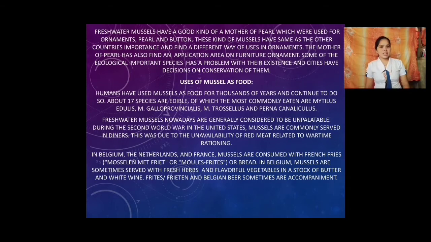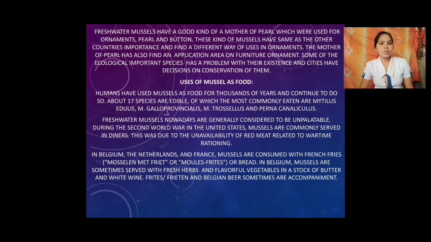Uses of mussels as food. Humans have used mussels as food for thousands of years and continue to do so. About 17 species of mussels are edible, of which the most commonly eaten are Mytilus edulis, Mytilus galloprovincialis, Mytilus trossulus, and Perna canaliculus. Freshwater mussels nowadays are generally considered to be unpalatable.